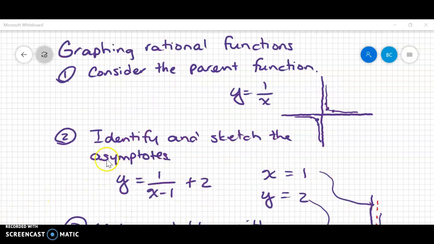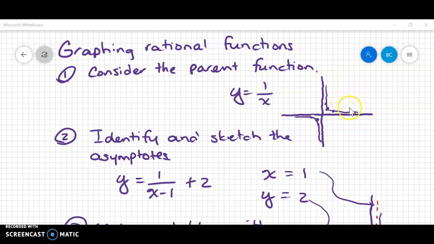So those are all important parts of what we need to understand to be able to graph rational functions. When we're doing that, I've put it into steps here. The first is that we want to consider the parent function. So if I were to put a table of values with x and y, which I did yesterday in the video, and we graphed it, we would see this shape.